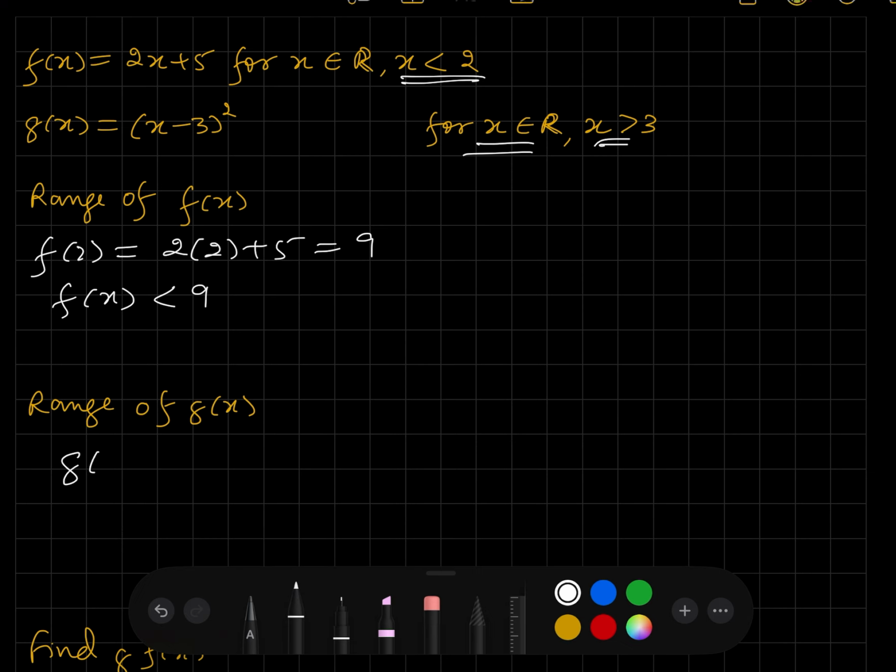So it means that the g(x) value would be always greater than 0. It would be always greater than 0. It's a parabola. (x minus 3) whole square is a parabola. Simple. Minus 3 whole square means 1, 2, 3, and this way. This is my parabola, g(x) equals (x minus 3) whole square, and it is taking all the values which are above our x-axis. So the range is g(x) greater than 0.